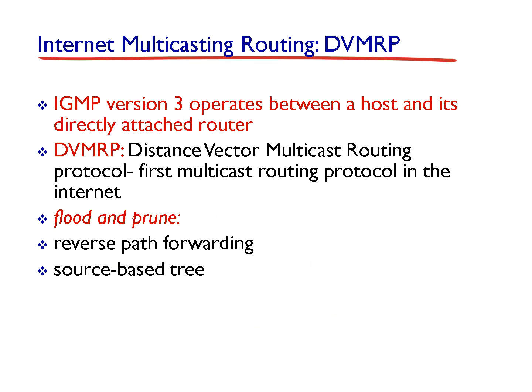IGMP is the protocol used between the host and its directly attached router. IGMP stands for Internet Group Management Protocol. And DVMRP, Distance Vector Multicast Routing Protocol, is the first multicast routing protocol in the Internet. It also uses flood and prune. Flooding is the technology which we learned just before. And the algorithm for creating the tree is reverse path forwarding. This technology is used in source based tree type of architecture in multicast.